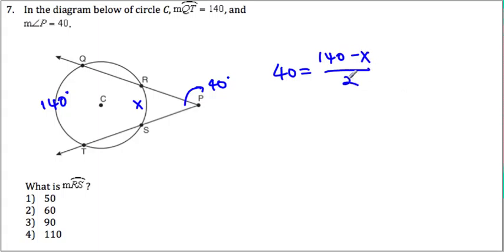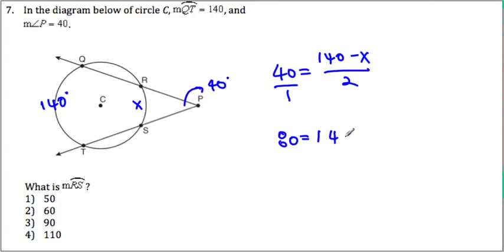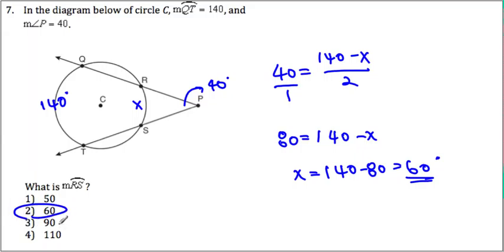Outer minus inner divided by 2 becomes the angle formed by secant and tangent. So here, putting it over 1, we have 80 is equal to 140 minus x. Then x simply becomes 140 minus 80, which is equal to 60. x equals 60, right over here.